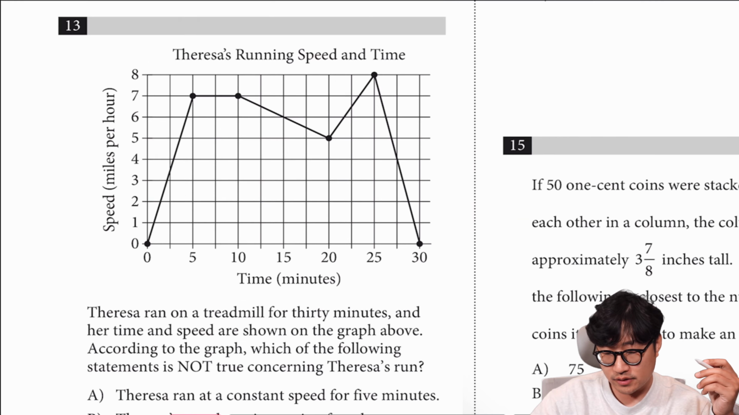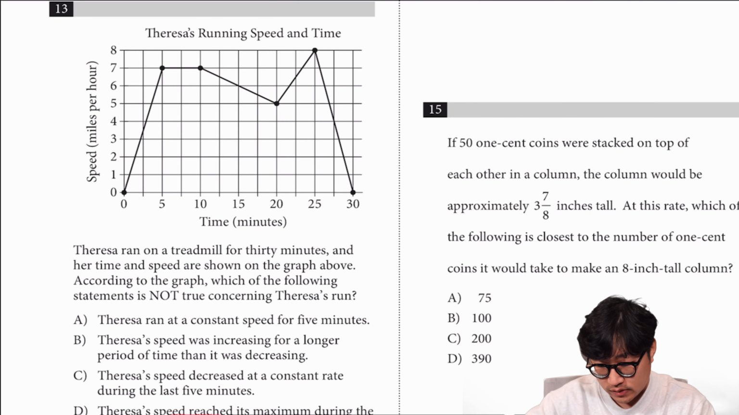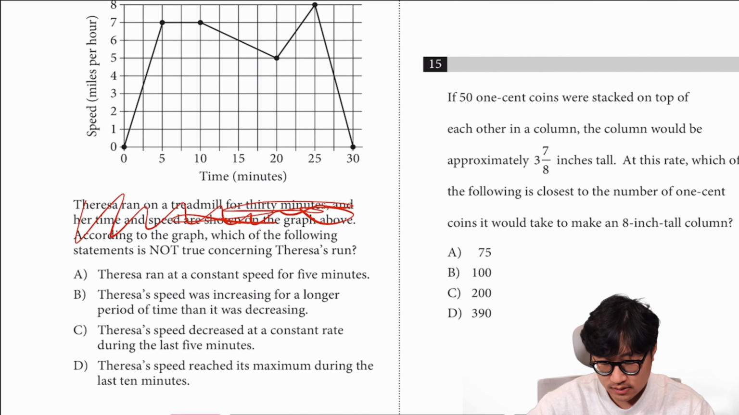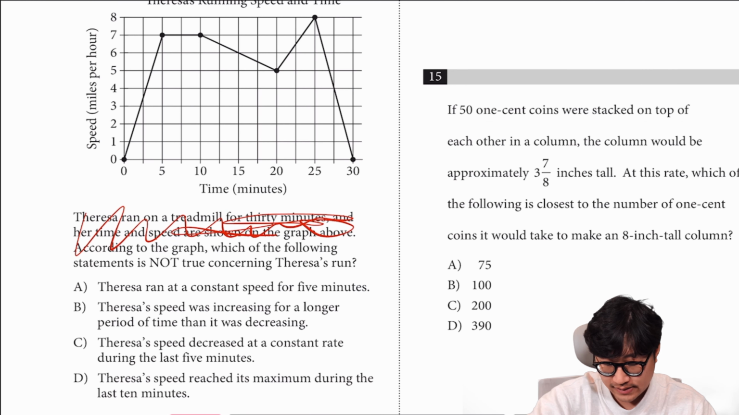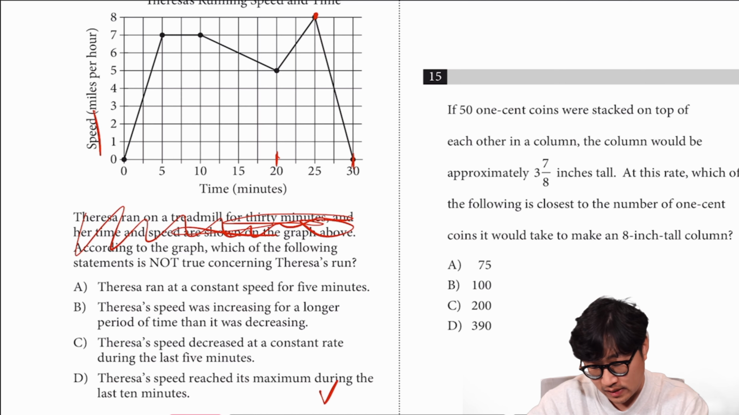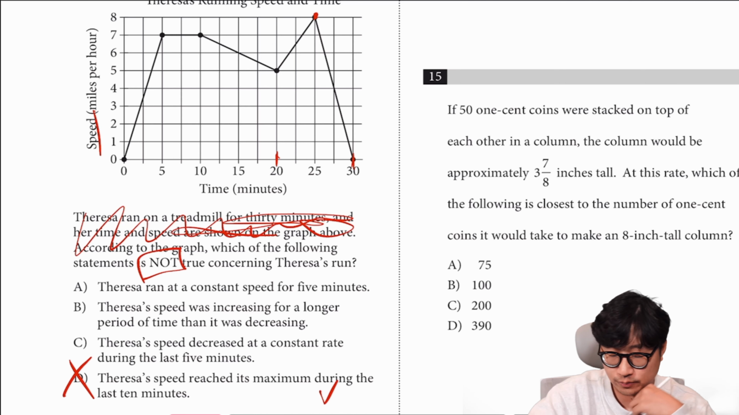All right, number 13. Teresa ran on a treadmill, whatever. According to the graph, which of the following statements is not true concerning Teresa's run? So, D. Teresa's speed reaches maximum during the last 10 minutes. Yeah. The last 10 minutes will be from 20 to 30. The maximum is right there, the speed. So that is true, which is why that's out, because I'm looking for something that is not true.